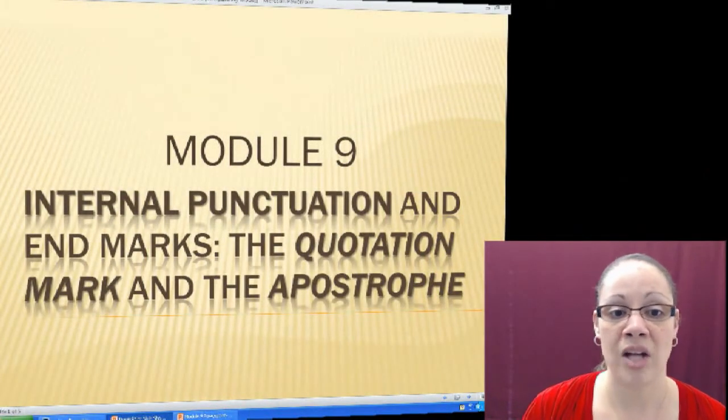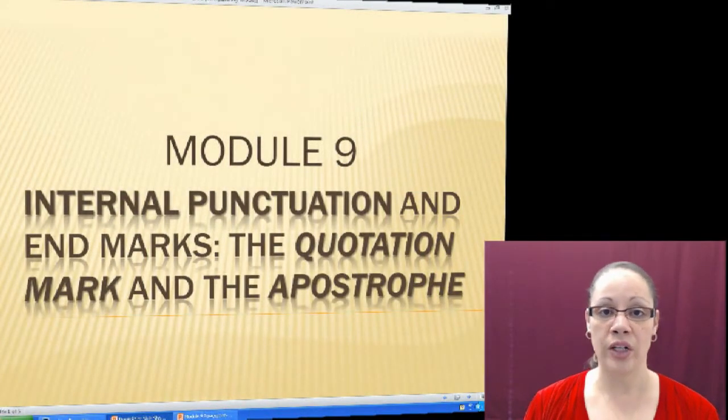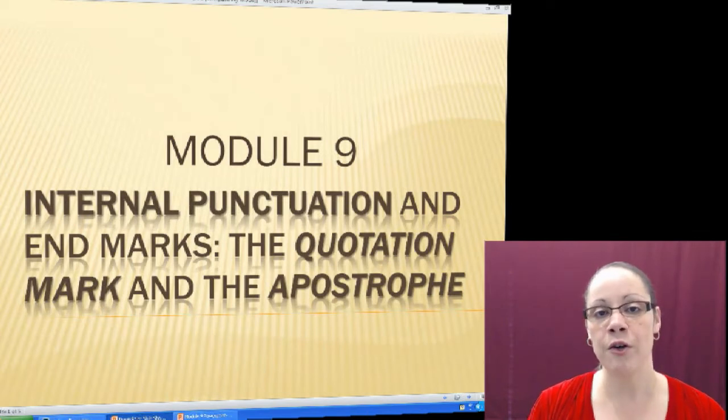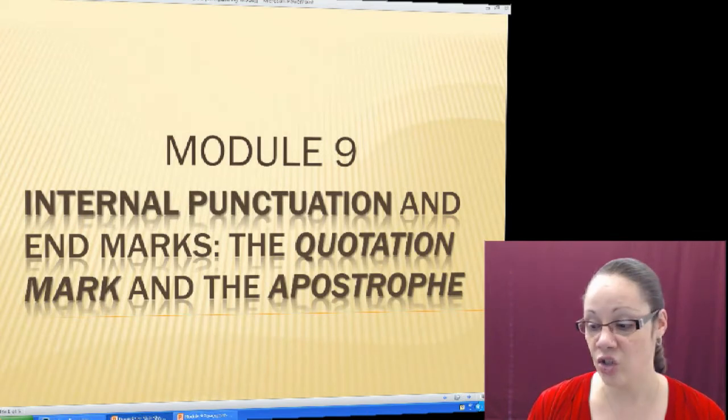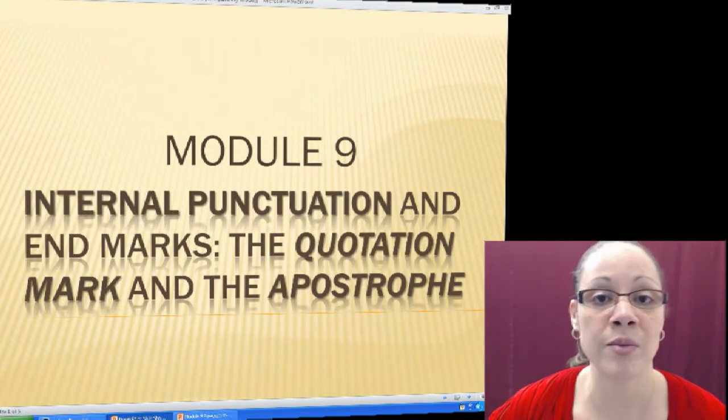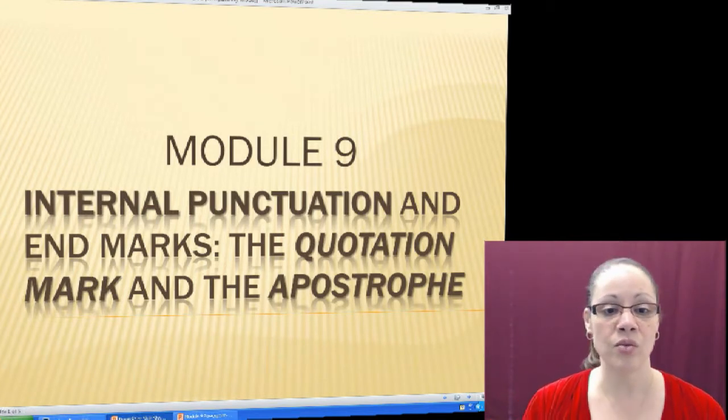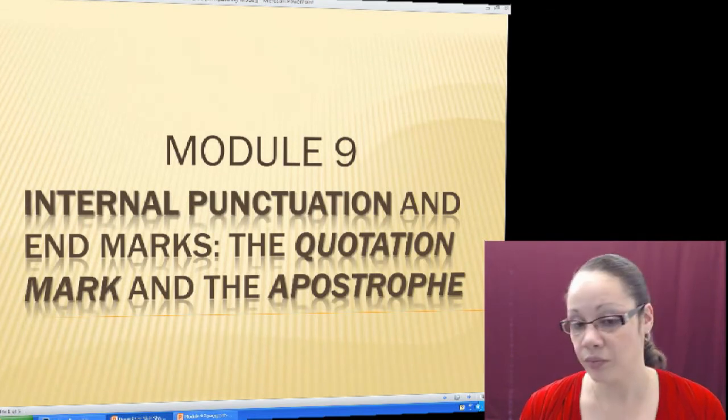This is lesson number 3 in Module 9 on internal punctuation and end marks. In the previous lessons, I covered certain internal punctuation marks like the comma, the semicolon, and the colon. In this particular lesson, I'm still focusing on internal punctuation marks, but my focus is on the quotation mark and the apostrophe, which can cause problems in student academic writing. Sometimes students don't know when to use quotation marks properly and when to use apostrophes properly.